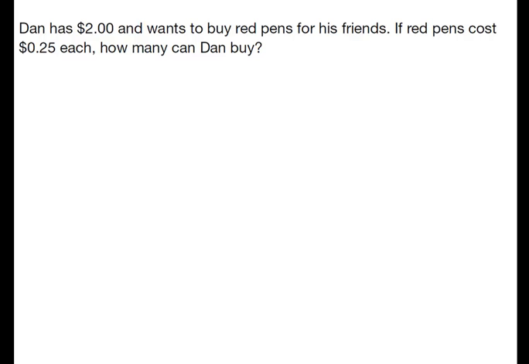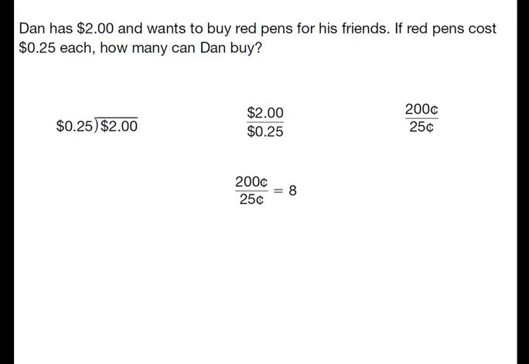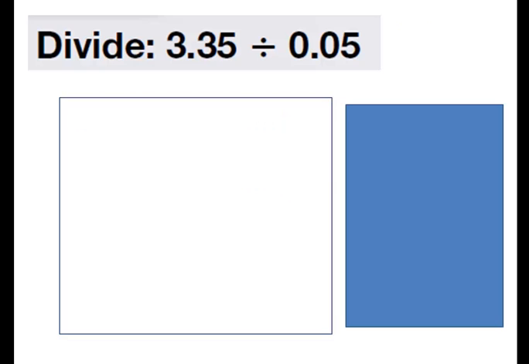Dan has $2 and wants to buy red pens for his friends. If red pens cost 25 cents each, how many can Dan buy? Well, we could do $2 divided by 25 cents. We could write it 200 divided by 25. Either way, we're going to come up with 8. But I'm going to show you the most common way of doing it. So let's take a look at this.